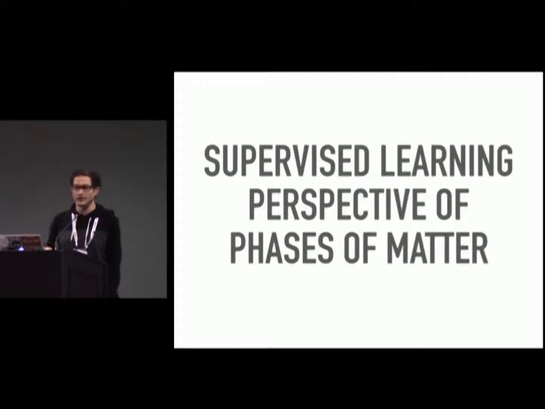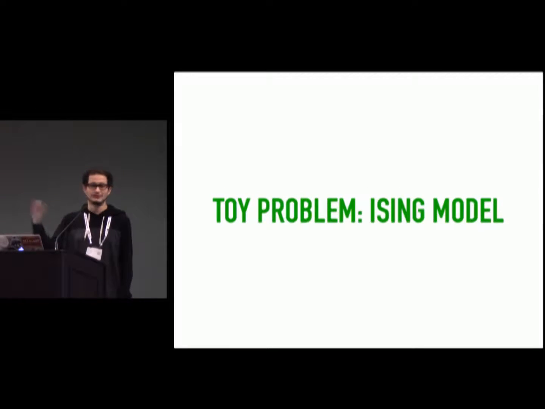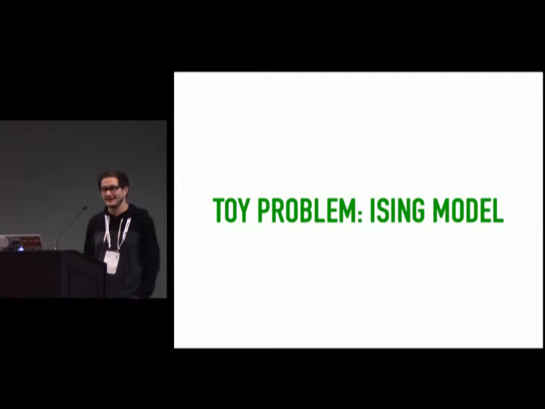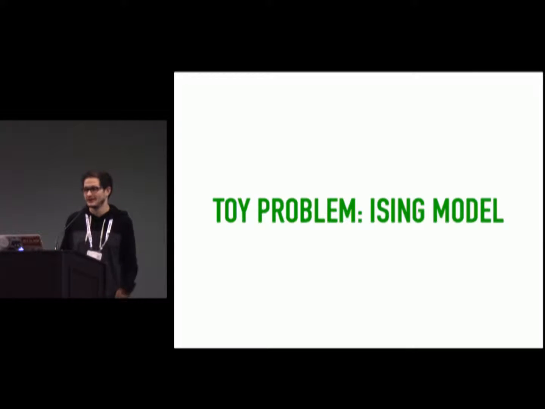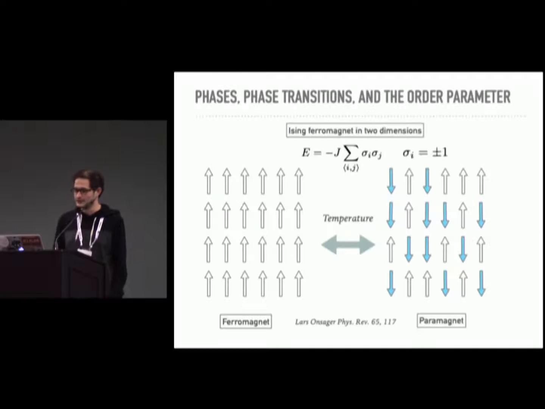Okay, so that's kind of what I want to tell you. The first idea is a supervised learning perspective of phases of matter. It's very simple, a toy exercise, but still fun. I'm going to use the Ising model, which I think most of you know, whether you come from machine learning or from physics. Let me introduce it.